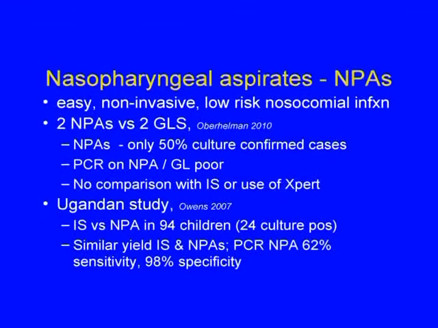There's another small Ugandan study, and I should say the children in the study are older, around 4 years of age, that compared, again with a small number of children, culture and PCR on induced sputum to nasopharyngeal aspirates. There were only 24 culture-positive cases. And in fact, they found culture similar on induced sputum and nasopharyngeal aspirates, but PCR performed quite poorly, about 60% sensitivity, and also there were a number of false positives. But some suggestion that nasopharyngeal aspirates may be useful.